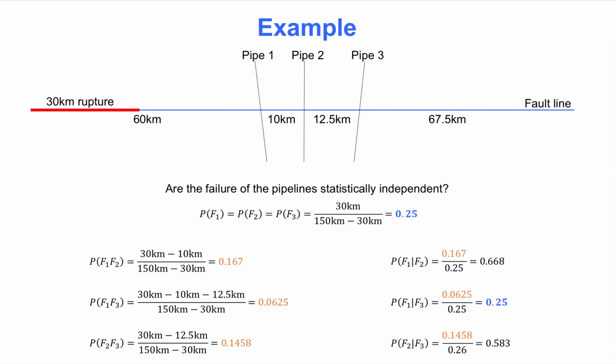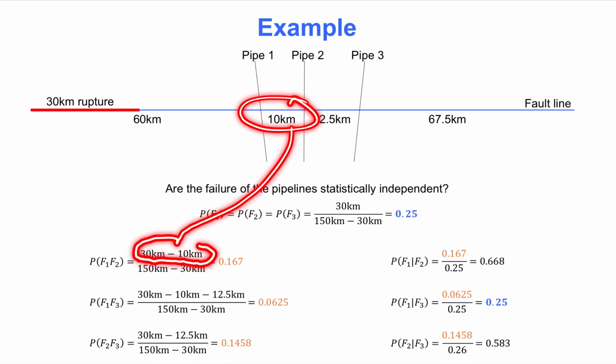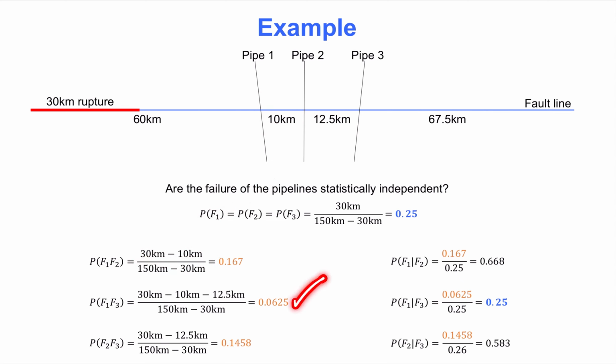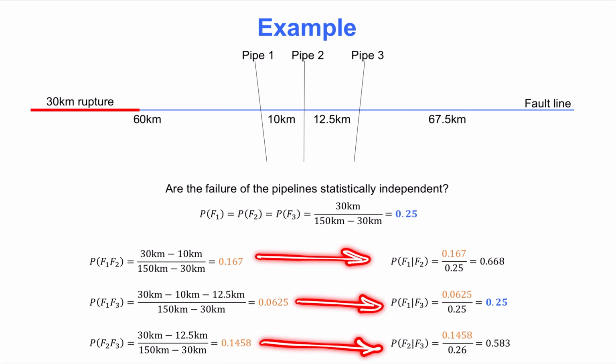Carefully note that it is not possible to determine the conditional probabilities by geometrical considerations. Instead, we aim for the intersection probabilities. The probability that both pipeline 1 and pipeline 2 will fail simultaneously is calculated here, in the same manner as above. The probability that both pipeline 1 and pipeline 3 will fail simultaneously is calculated here. The probability that both pipeline 2 and pipeline 3 will fail simultaneously is calculated here. We now utilize the conditional probability rule to determine the conditional probabilities that we need for the independence check from the intersection probabilities that we just calculated.